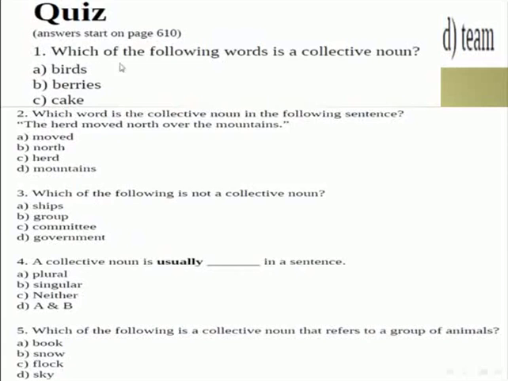Now a quiz for the previous pages that we have had so far. Short quiz, the answers you will find later on, inshallah. Question number 1, which of the following words is a collective noun? Which is birds or berries or a cake? Which one of them refers to a group of things or animals? Is it A or B or C? Actually the answer is A, birds. When we say birds, it's a collective noun.